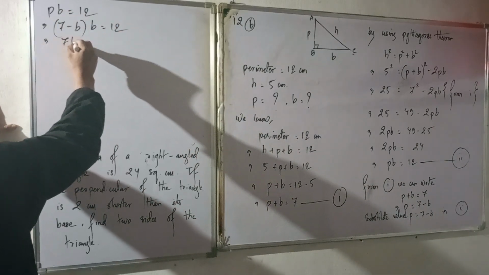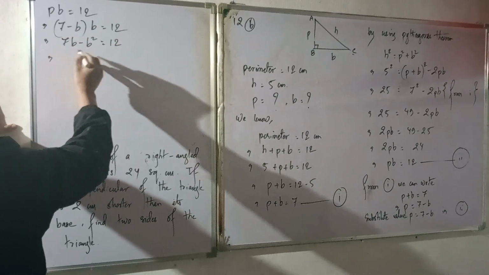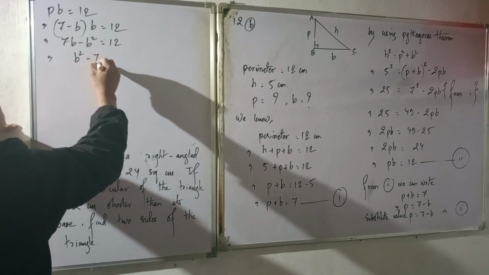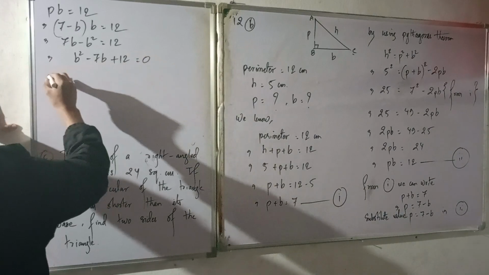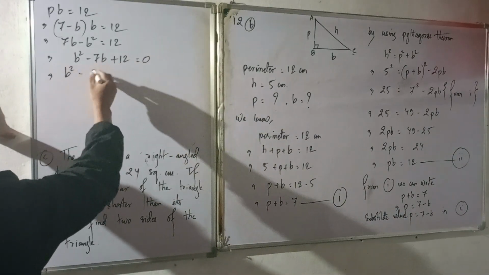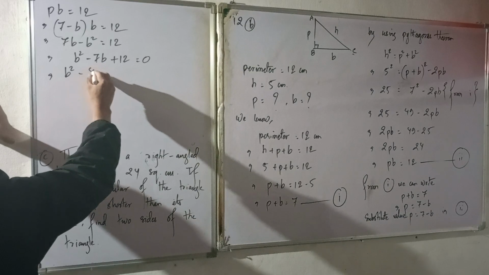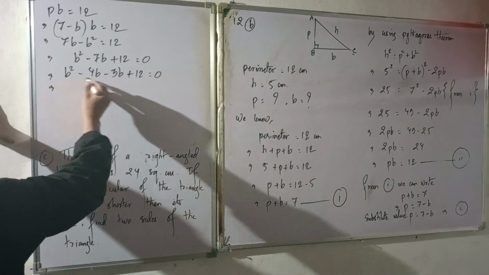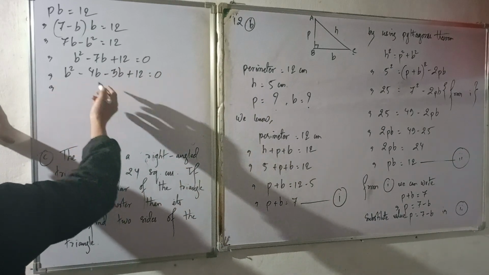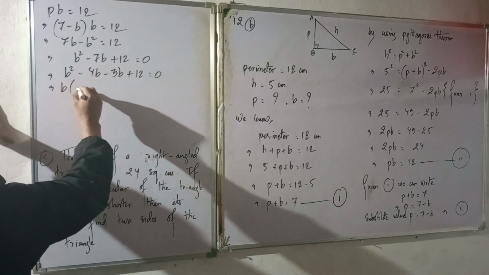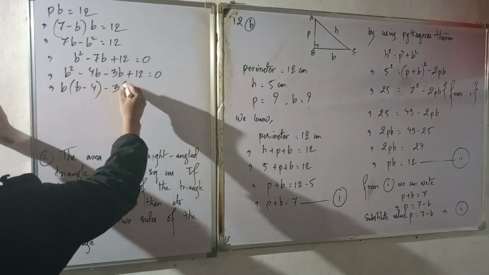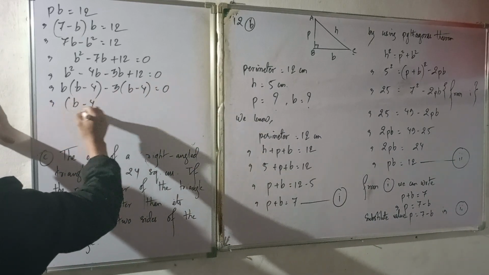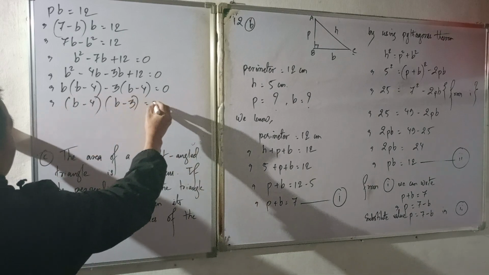Now you simplify: 7B minus B squared is equal to 12, or B squared minus 7B plus 12 equals 0. Now we factorize this. I'm doing it directly here: minus 4B minus 3B. If you find it confusing, then do it without skipping these steps. So B minus 4 times B minus 3 equals 0.